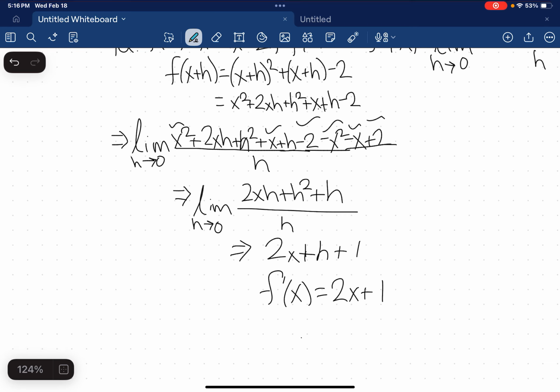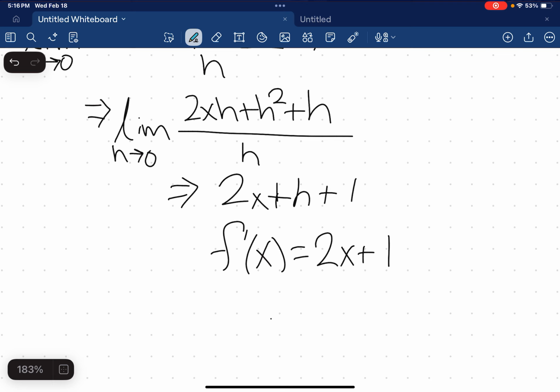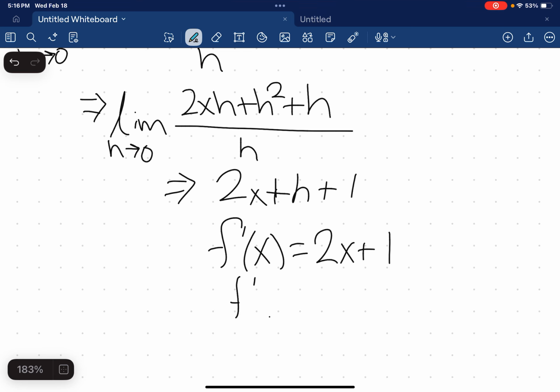And it was asking us to find it at 0. Plug 0 into this, and you're just going to end up getting 1. All right, on to B.